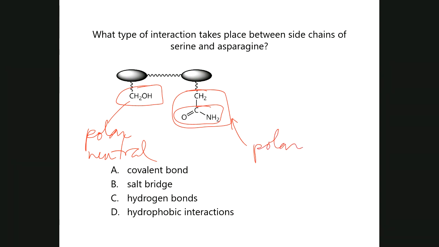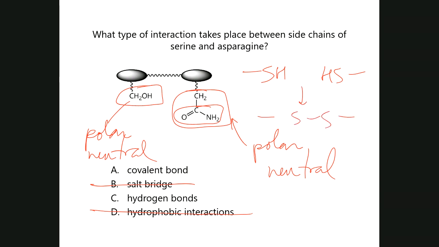So if it's polar, hydrophobic interactions are out, and salt bridges are out because they're not ionic. They won't form a covalent bond. The only instance where covalent bonds will form, again, is if you have one thiol finding another thiol, and they will ultimately form a disulfide bond.